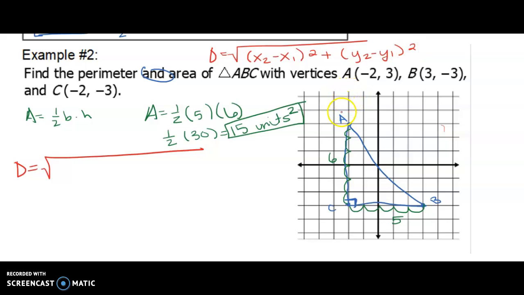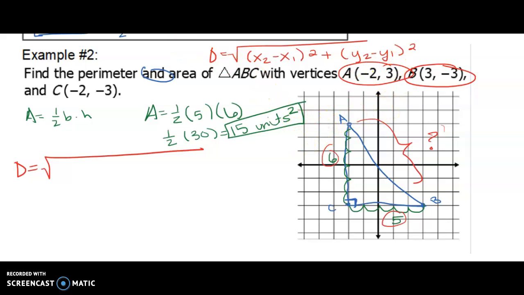Okay, now be careful because we have to know which 2 points we're finding the distance between. So you have to ask yourself, when we're going for perimeter, we know AC is 6. We know CB is 5. What we don't know is AB, right? That's what we need to find in order to get this perimeter. So we're going to use the coordinates A and B to find the distance between A and B.